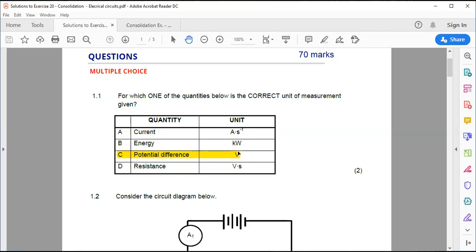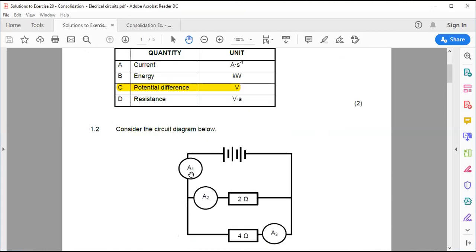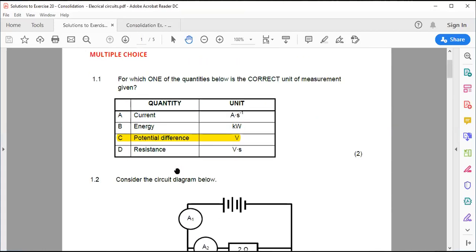All right, potential difference, it's volts. That's correct. Resistance, volt per second. That's incorrect because resistance is equal to V over I. Actually, it's volt per ampere, and ampere is equal to coulomb per second. So that unit becomes incorrect. Right, we move on to the next one. So the correct answer for 1.1 is C.